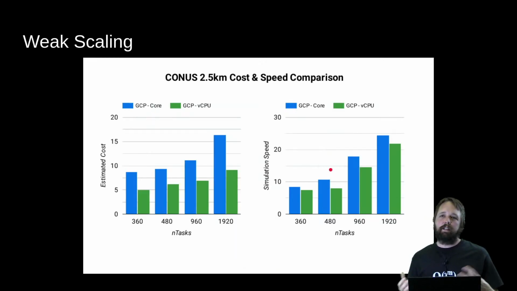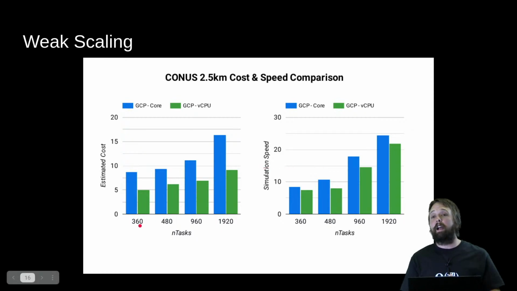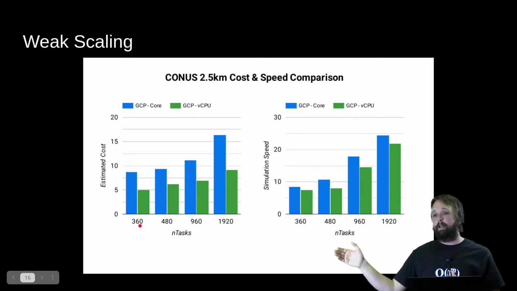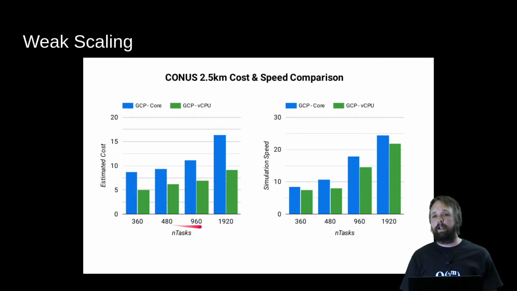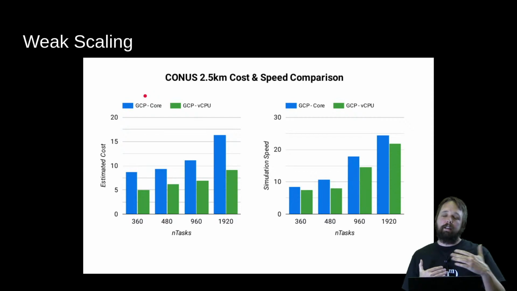All right, so let's take a look at cost and speed comparison here. So on this chart here, we're looking again at CONUS 2.5. And now what we're looking at is how this stuff scales as we increase the number of MPI ranks. So from left to right here, we go from 360 MPI ranks up to 1920. In blue, we're looking at binding the MPI ranks to physical cores, so disabling hyperthreading. And in the green, we're looking at binding those ranks to virtual CPUs. So we're actually trying to leverage those hyperthreads, okay?